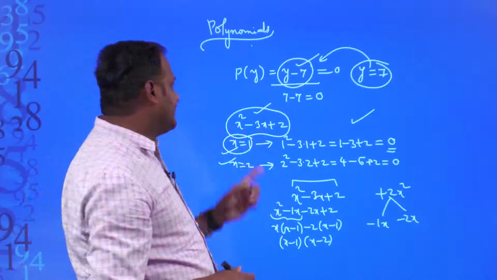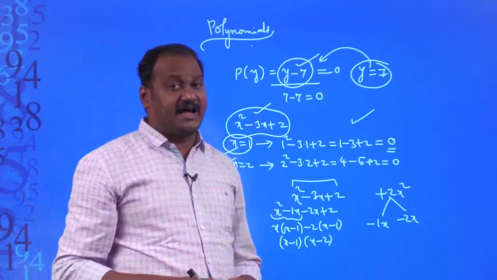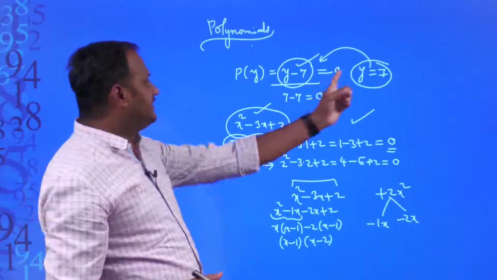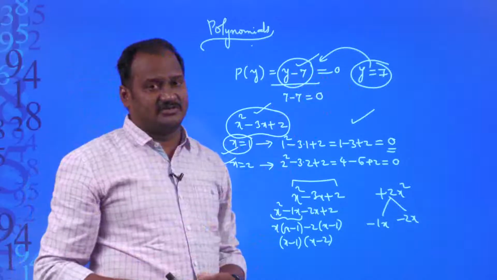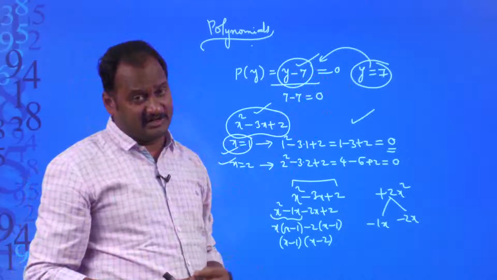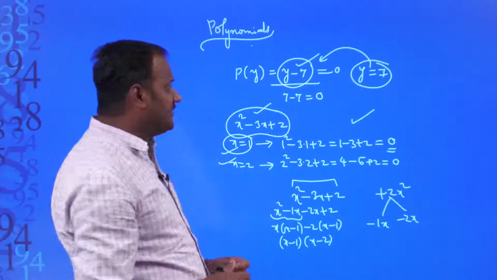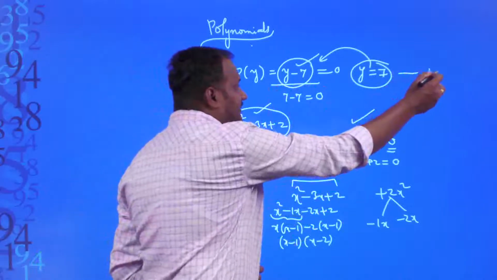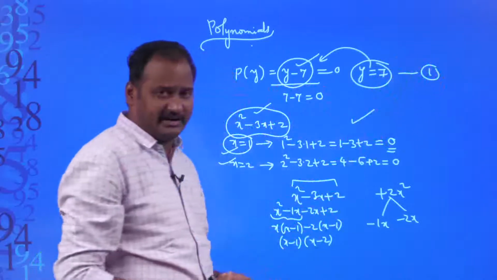So that is why x square minus 3x plus 2 has how many zeros? 2 zeros. See here, y minus 7 is equal to 0. Y minus 7 is a single first degree polynomial or a linear polynomial. What about the number of zeros of this linear polynomial? As it is a linear polynomial, the number of zeros is equal to 1.